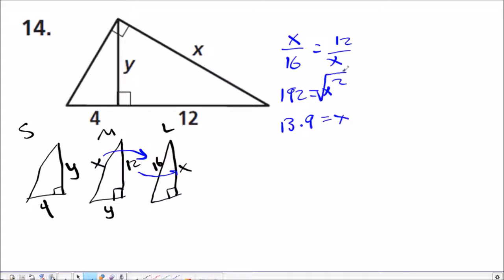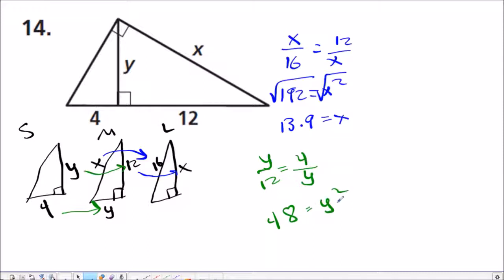Okay, and I'm going to show here I took a square root of both sides. Now let's find y. And I'm looking at y, and I've got some information with y. Looks like y goes with 12, and 4 goes with y. So y, 12, 4, y. Let's do some cross multiplying. 48 equals y squared. Take a square root of both sides, and I get 6.9.